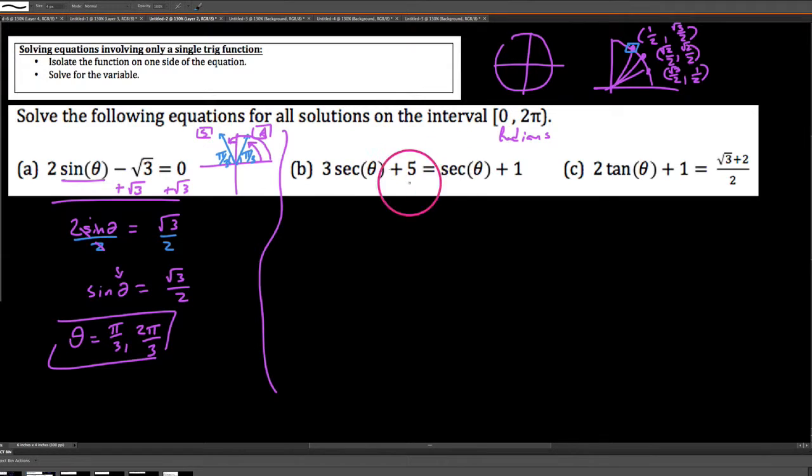So looking at this one here, we've got 3 secant theta plus 5 equals secant theta plus 1. I think the idea is because we want to isolate the trig function here, they're both secant, we could start by getting all of our secants on one side.